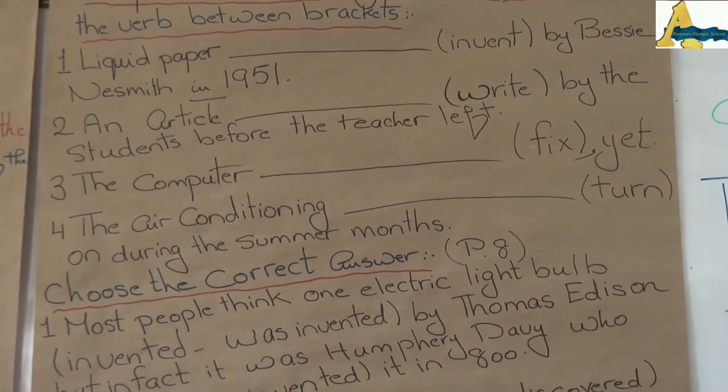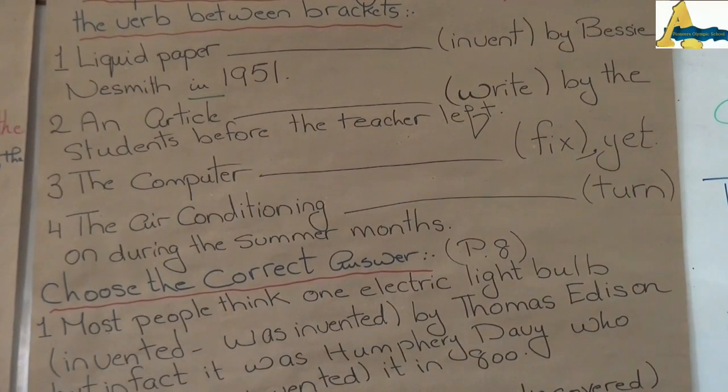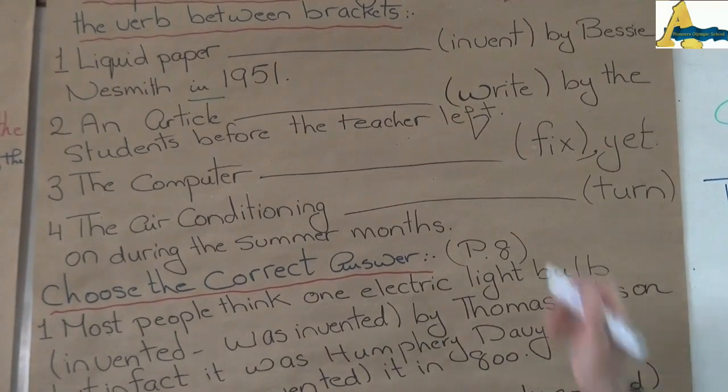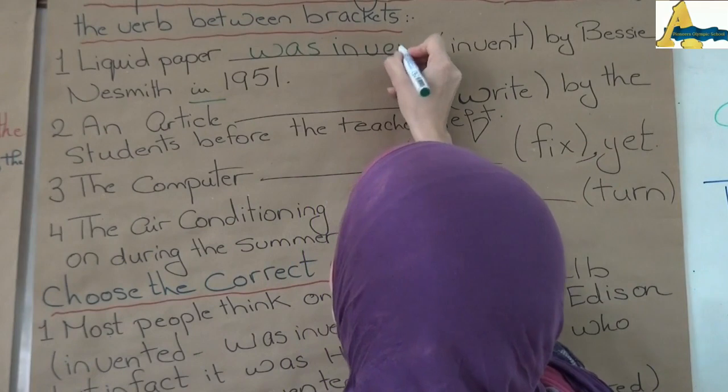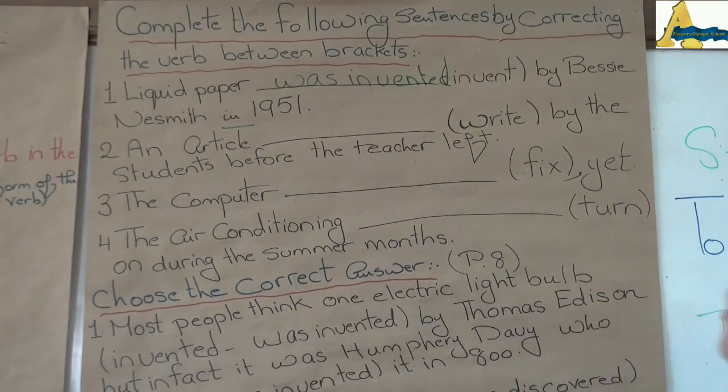It shows that the sentence is written in the past simple. So it's going to be: Liquid Paper was invented by Bessie Nesmith in 1951. Number 2: An article read by the students before the teacher left.